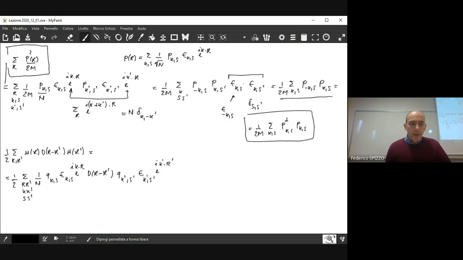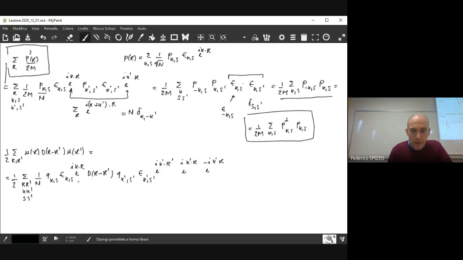In this case, I may not exploit what I did before, because I have an index of summation that doesn't involve the dynamical matrix. So in this case, you may multiply and divide this summation by this factor, e to the i k prime r, and then multiply by e to the minus i k prime r. So you just multiply and divide by the same coefficient.